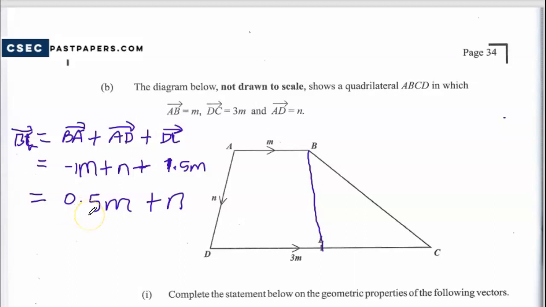And there goes the June 2018 CSEC Mathematics past paper. We can put our half m plus n.